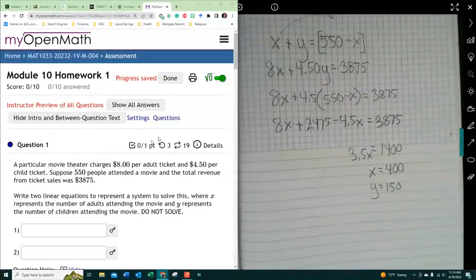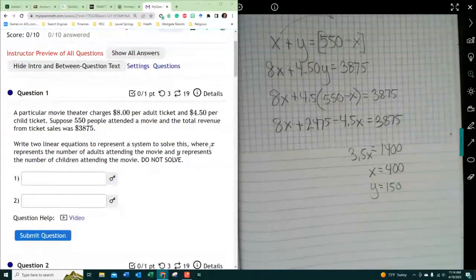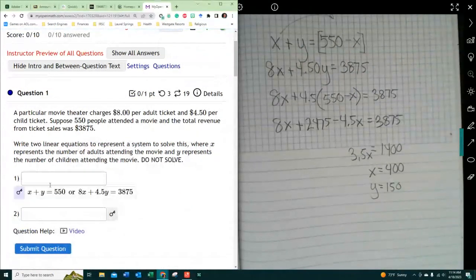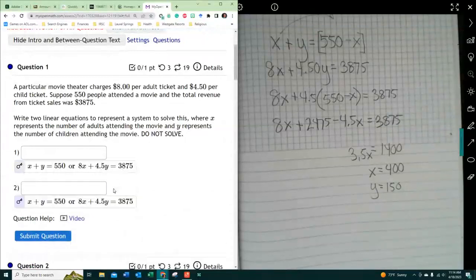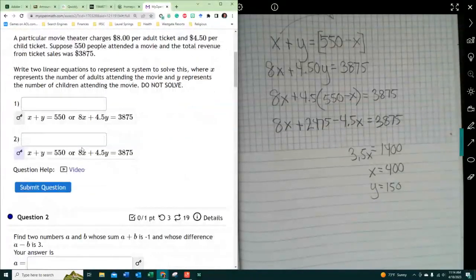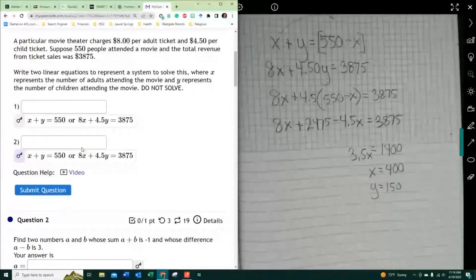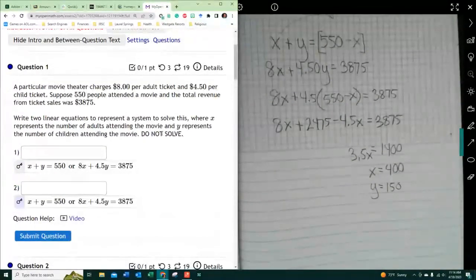Okay. So number one, I don't know which one's one. Okay, one is writing two linear equations. So these are the two linear equations that we did. And of course, it's either or. So they didn't even ask us to solve for it. Darn it, I didn't even read the instructions.